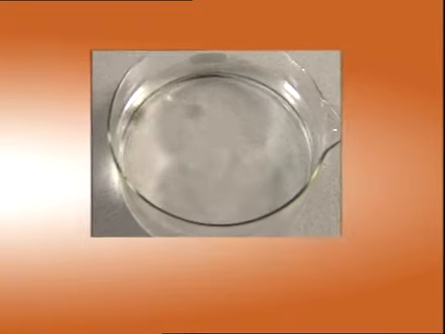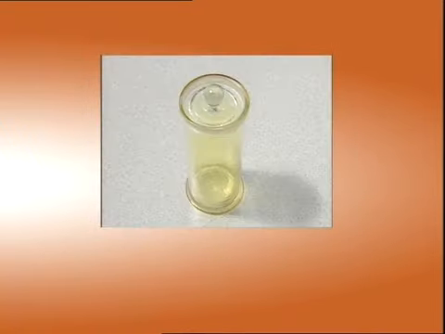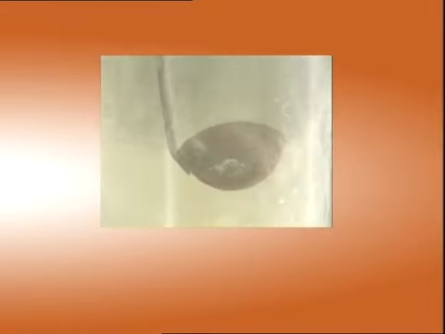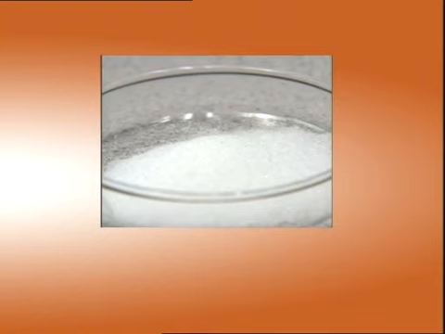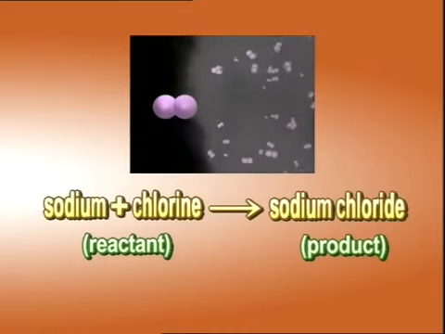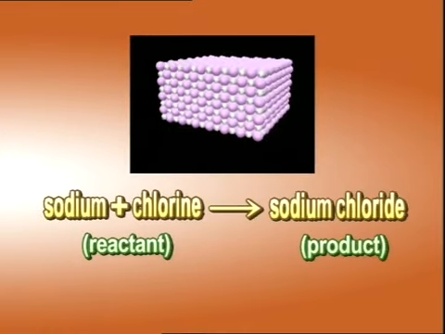Sodium is a dangerous metal and chlorine is a toxic gas. But the compound formed by them, sodium chloride, is not only non-toxic but essential for the human body. The process of combining sodium and chlorine to obtain an entirely new substance, sodium chloride, is called chemical change. During the chemical change, sodium and chlorine are the reactants, while sodium chloride is the product.